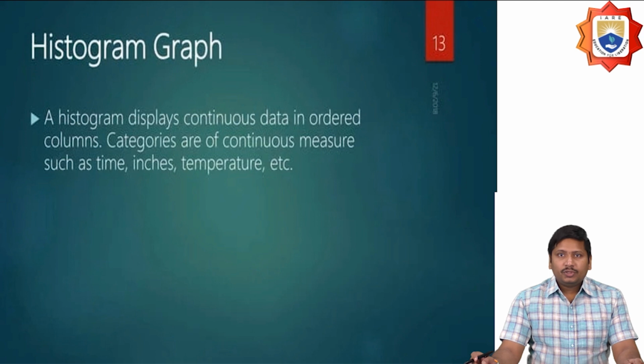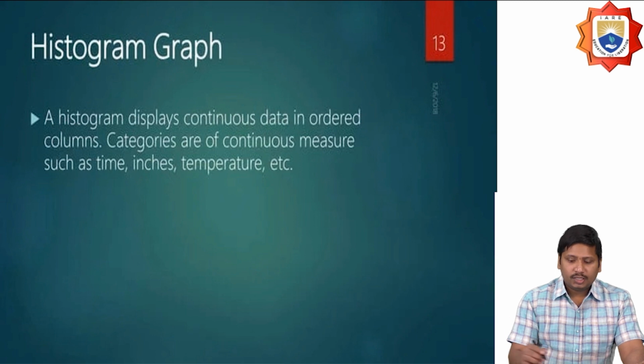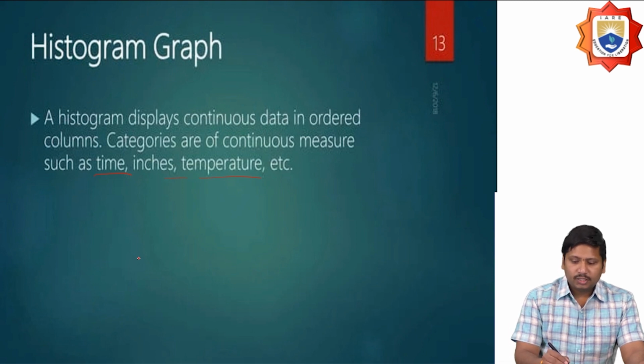So, histogram. The histogram is the other kind of graph we are going to have, which can show continuous data. The ordered columns and the categories are on continuous measures such as time, inches, and temperature. The histogram normally displays the continuous data in an ordered way, such as time, inches, and temperature.